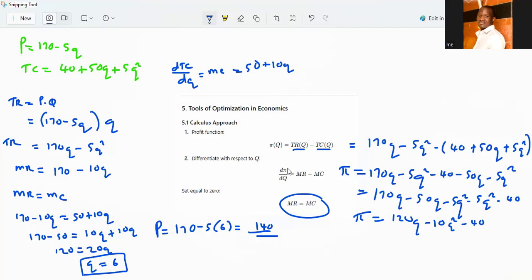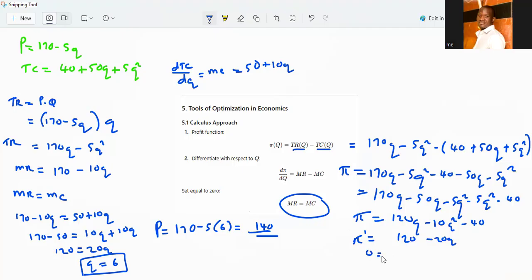So using the calculus, you can simply differentiate the profit, then set it to zero, you will get the same answer. So what is the derivative of the profit here? You can put one apostrophe there to show that you have differentiated. 120Q is 120. 10Q squared is 20Q. What happens to the 40? It drops out.